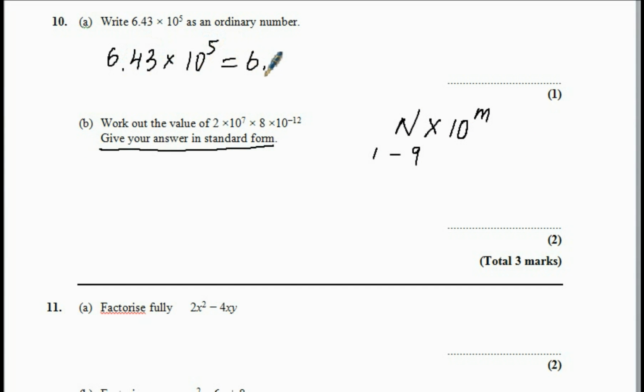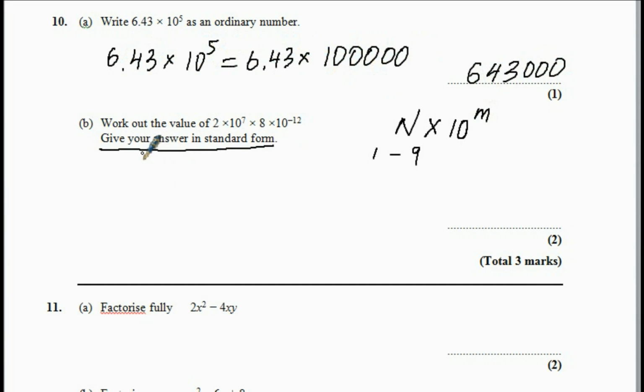So everything you need is just to write your ordinary number. 10 to the power 5 is a number where 10 is multiplied by itself 5 times, so we've got to write 5 zeros, and then you move the decimal point 5 times, so you're getting 6, 4, 3, and 3 zeros. Here is the answer as an ordinary number.